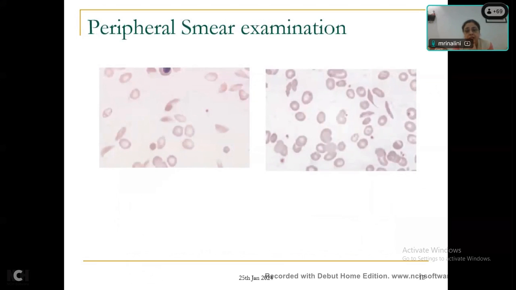Then this is another peripheral smear in which you can see that cells are mainly normocytic, but these are boat-shaped cells, and these are the sickle cells. So identifying these cells is very important because that will help you pick up a sickle cell on just a peripheral smear examination even before you have examined the HPLC.